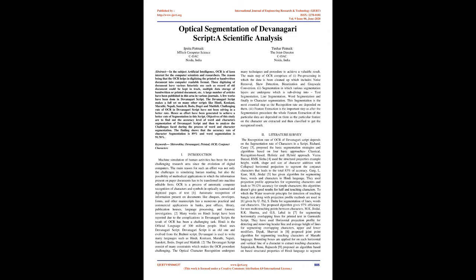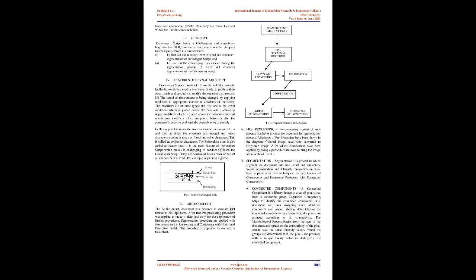Optical character recognition undergoes many techniques and procedures to achieve a valuable result. The main steps of OCR comprise: 1. Pre-processing, in which the data is cleaned up, which includes noise removal, skew detection, binarization, and grayscale conversion. 2. Segmentation, in which various segmentation layers are undergone, subdivided into text segmentation, line segmentation, word segmentation, and finally character segmentation. This segmentation is the most essential step as the recognition rate is dependent on it.